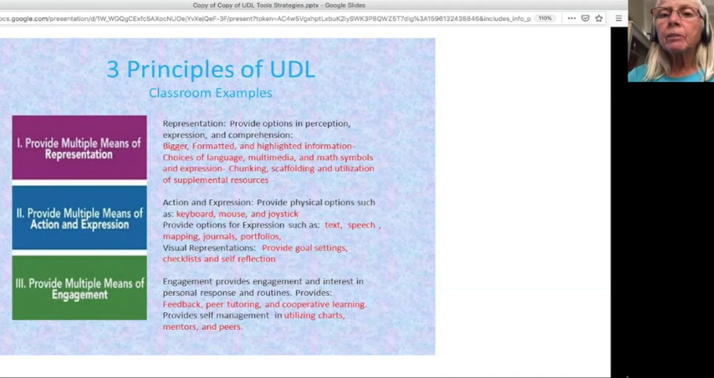Okay, multiple means of engagement: feedback, peer tutoring, cooperative learning. The cooperative learning part is a big challenge with remote access. So maybe we need to figure out some ways to help them build their own little groups on Facebook or whatever else they're using, because we can't always do it using the platforms that we are given through our districts. And then self-management, utilizing charts, mentors, and peers. Okay, next slide, please.